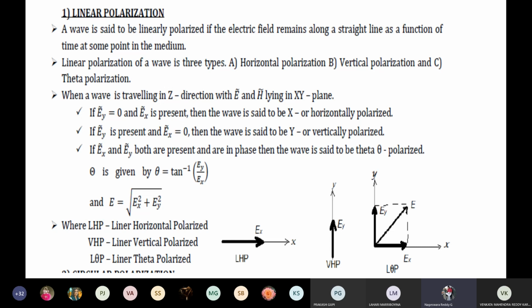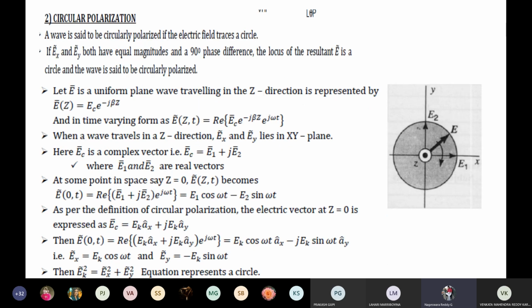Wait for 2 minutes. Circular polarization. There are 2 polarizations: circular polarization and elliptical polarization. After you sign out.